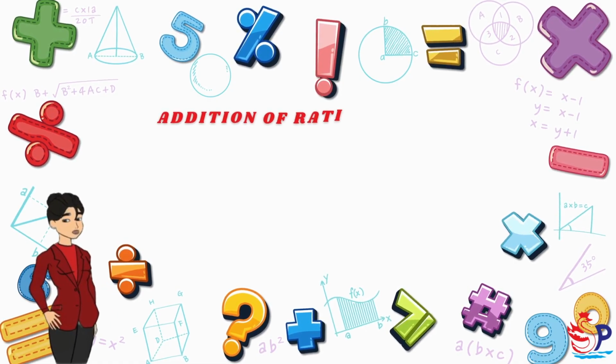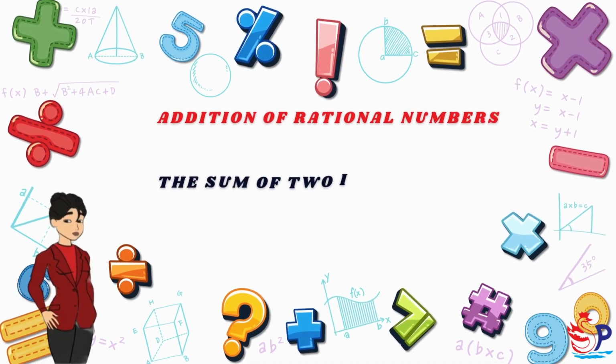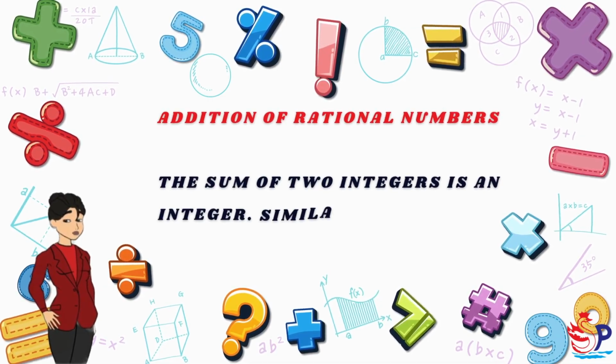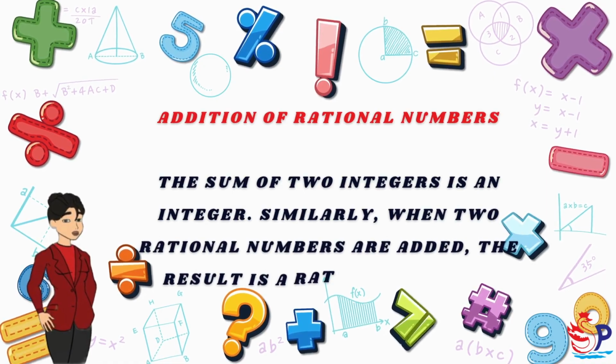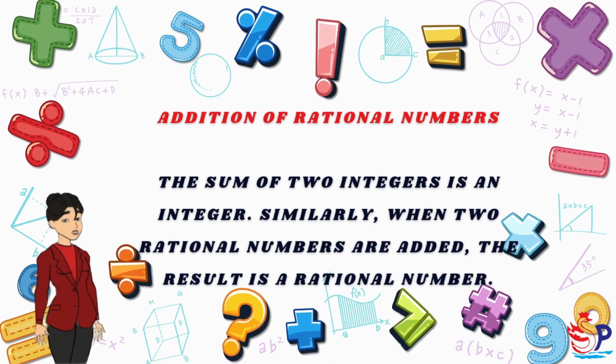What is addition of rational numbers? The sum of two integers is an integer. Similarly, when two rational numbers are added, the result is a rational number.